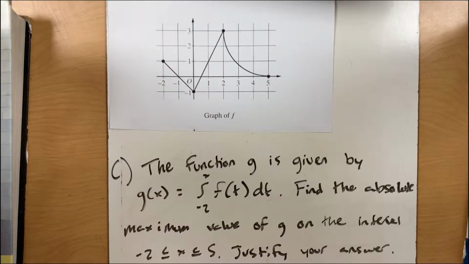For part C, it says the function g is given by g of x equals the integral from -2 to x of f of t dt. Find the absolute maximum value of g on the interval from -2 to 5. Justify your answer.